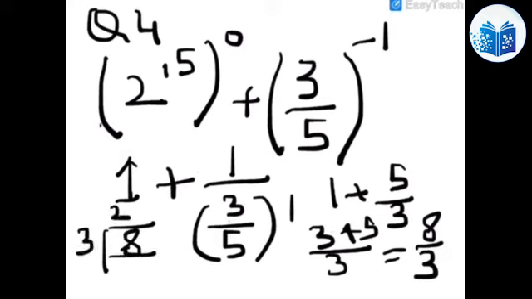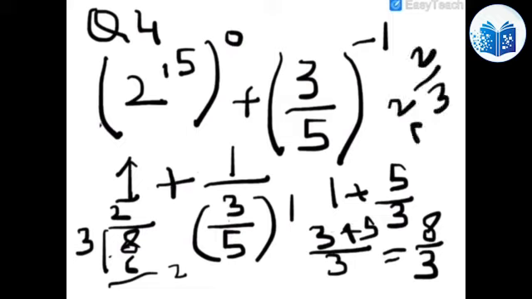2, 3 2s are 6. We are left with 2, so the answer will be 2 whole number 2 by 3. That's the answer. Okay.